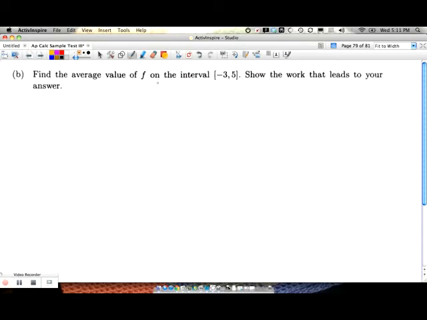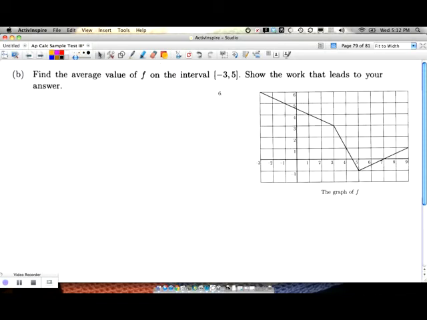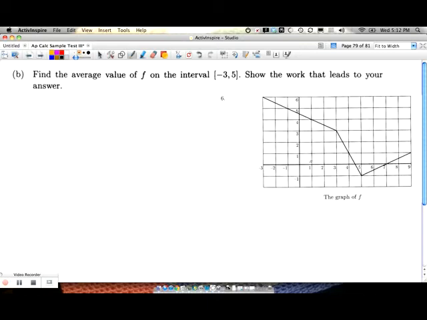Well, average value is pretty easy to do. It's just remembering that the average of something is the sum divided by the number of pieces. So if we're looking from -3 to 5, that means we're doing the integral from -3 to 5 of f of x, but we're going to divide by that distance traveled, which in this case is 5 minus -3. Remember, this is just the area from -3 to 5 divided by that. So it's going to be that area divided by 8. Let's figure out what that area is. So we start here, and we're going all the way to 5.